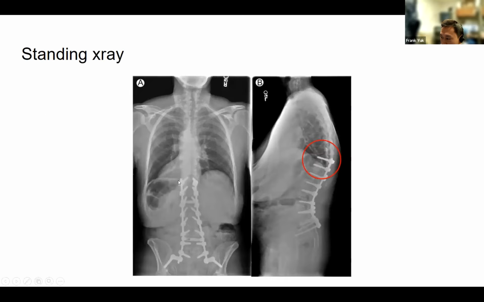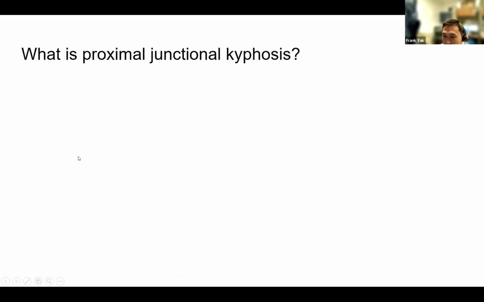So let's say you get the x-rays, and this is not this patient, this is a hypothetical occurrence of this patient, and you see this here. And so you can see that there's focal kyphosis across the junction at the instrumented vertebral level and above. All right, and so what is the definition of proximal junctional kyphosis?